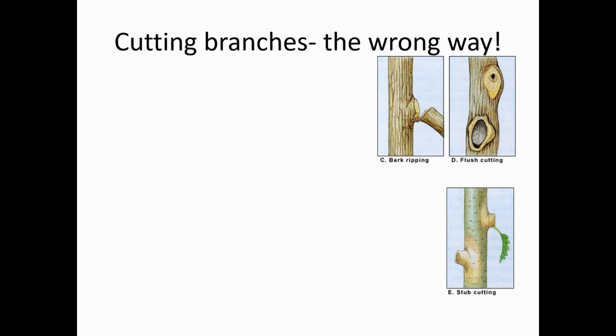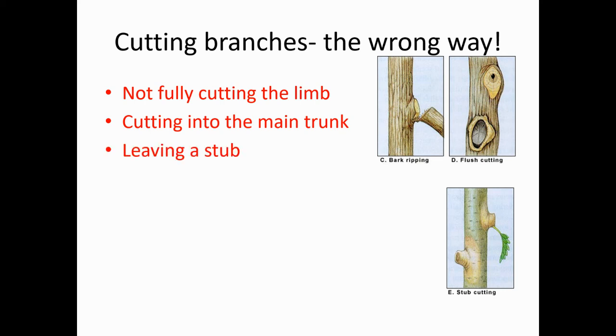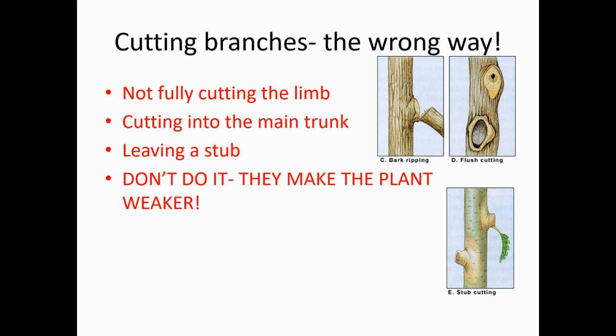So cutting branches, we kind of looked at this earlier. This is a little bit better picture. You don't want to leave a little stub. You really don't want to rip your bark, and a flush cut is going to let it heal over properly, because the plant will heal over when you cut a branch off. So don't leave a little stub. That's bad. It makes it weak.